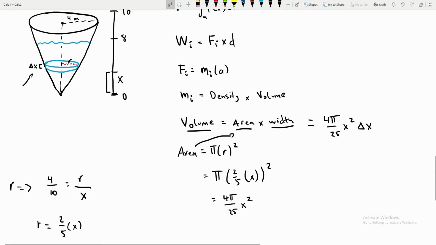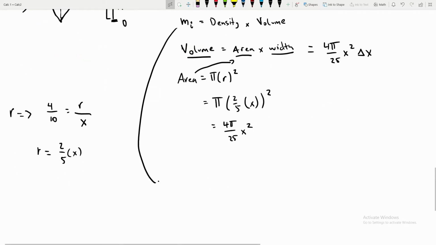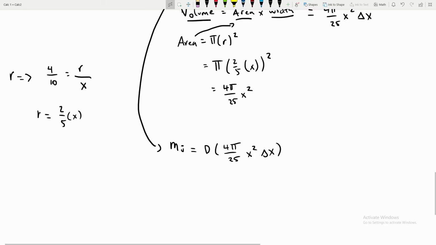There is our volume. I'm going to bring this formula down here, and we've said that m_i is equal to density times volume. So we have finally figured out what the volume is. I'm going to leave the density as d. Now what's left to do is to figure out what the density is. Sometimes, actually a lot of the time, the question will tell you what the density is, but in this case I know that the density of water is equal to 1,000. I'm not 100% sure of the units, but we're disregarding the units in this case.